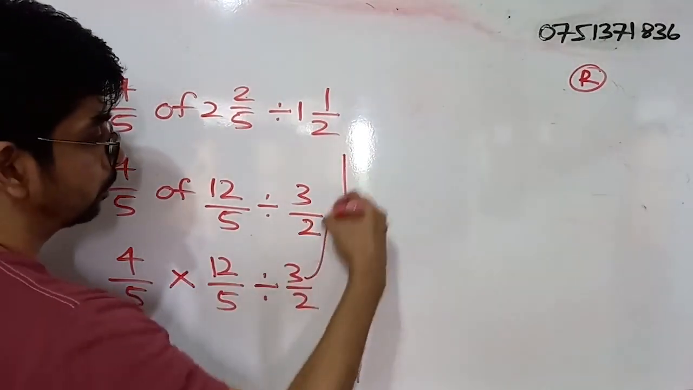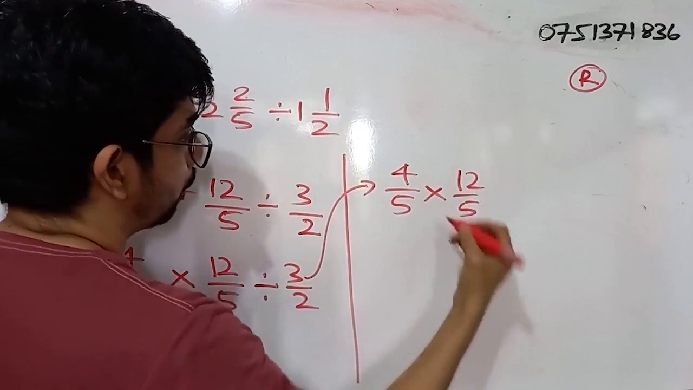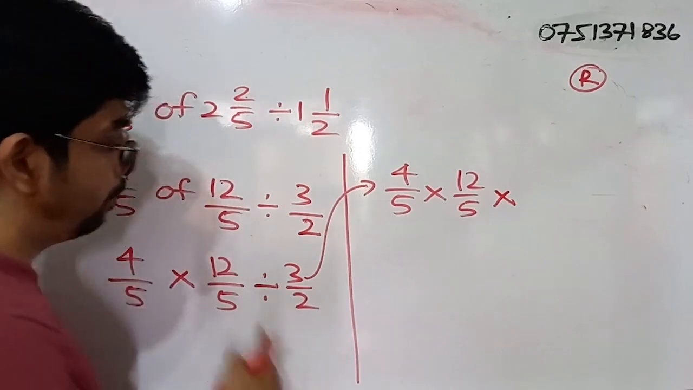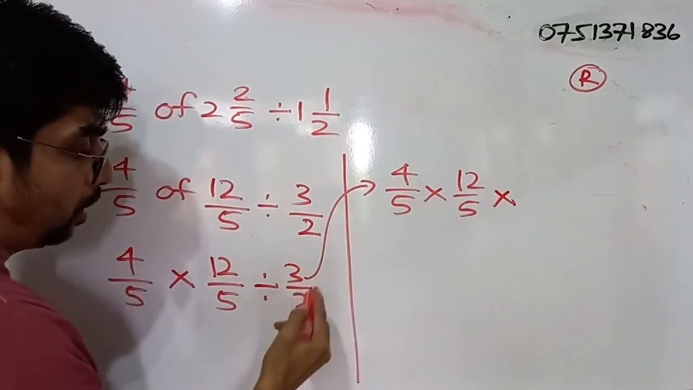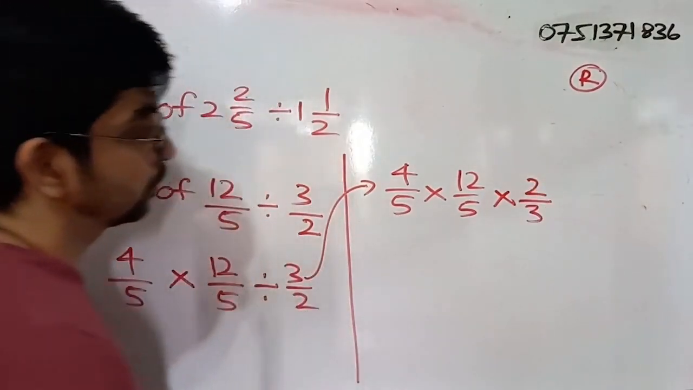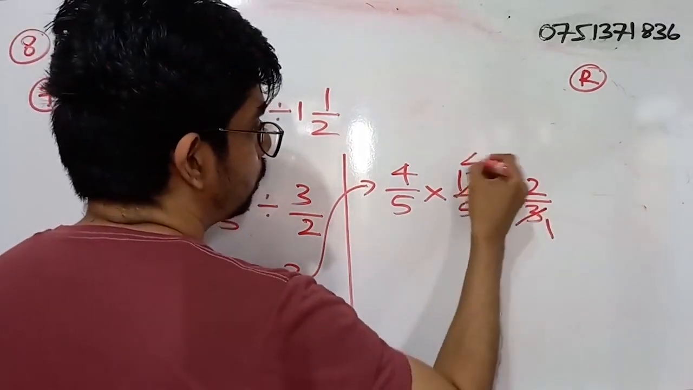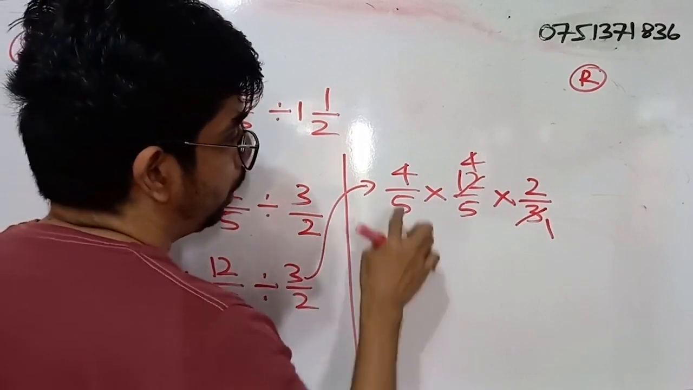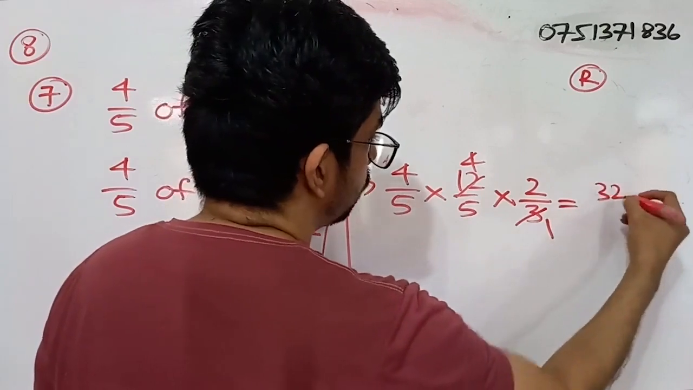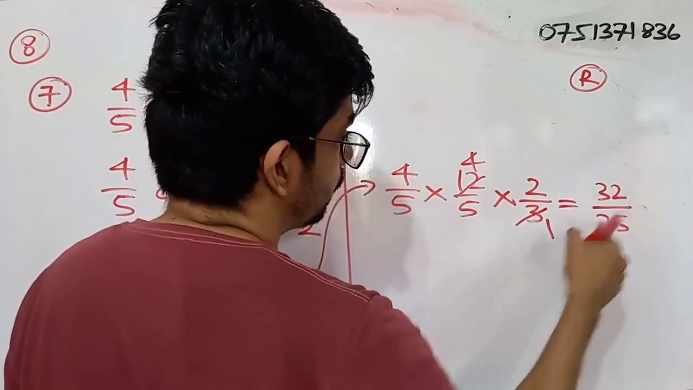Then what do we do? We come to here, right? 4 by 5 multiplied by 12 by 5 divide by 3 by 2. We replace that division by a multiplication, then write the reciprocal of 3 by 2 which is what? 2 by 3. Now can we do some simplifications here? Yes. 3 times 1, 3 times 4, right? Then 4 times 4 that is 16, 16 times 2 that is 32, 5 times 5 that is 25, 25 into 1 that is again 25.